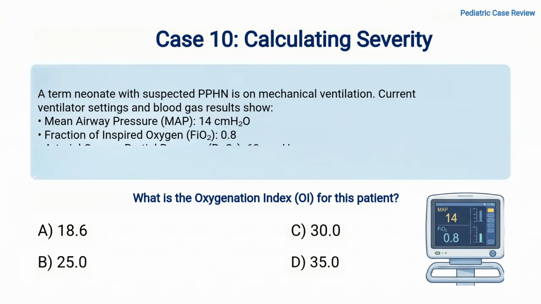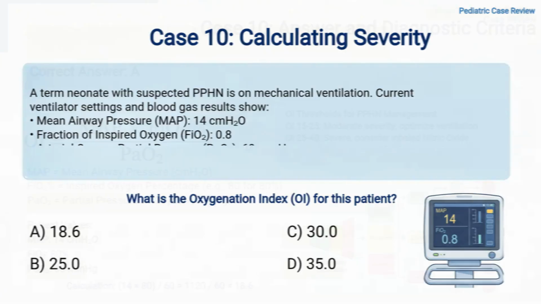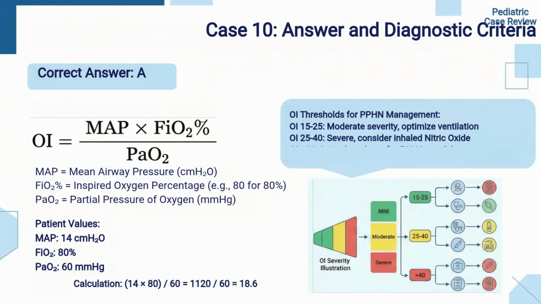Option A, 18.6. Option B, 25.0. Option C, 30.0. Option D, 35.0. The correct answer is option A, 18.6.